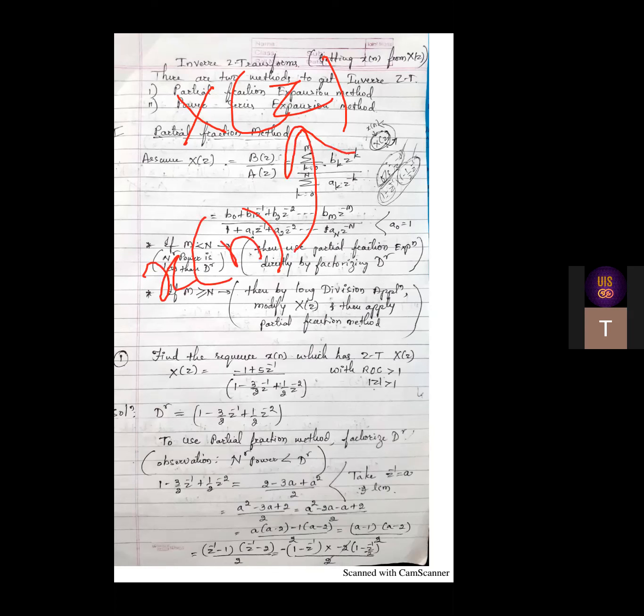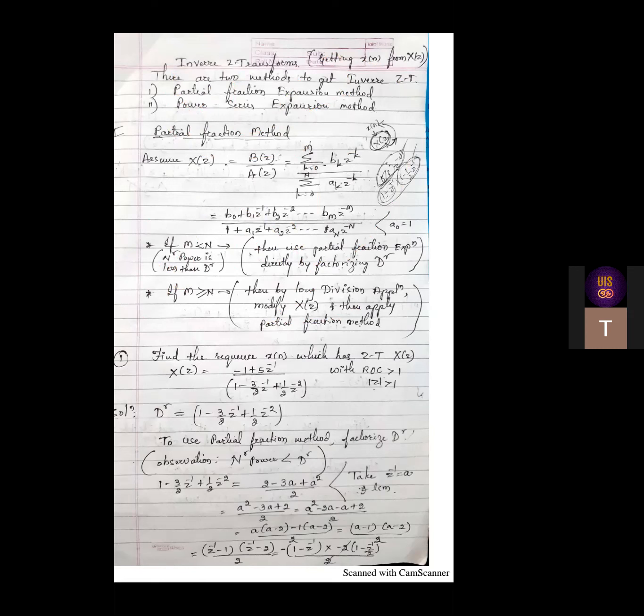Now the second part comes in reverse, where x of z will be given to you, and we need to get the original sequence back. Okay, so let us see how we have to follow this. Before going further, I just want to discuss some theory about this. With this background theory, we can go for the problems directly.